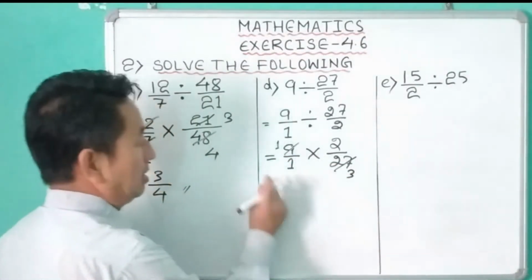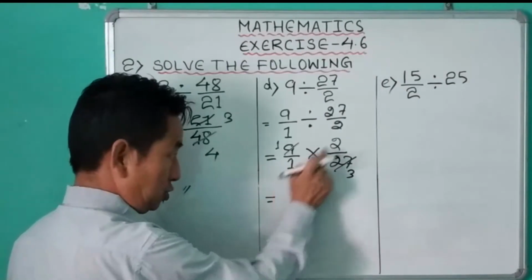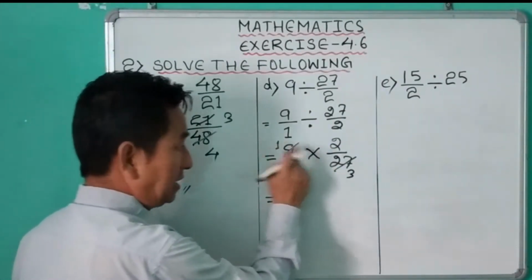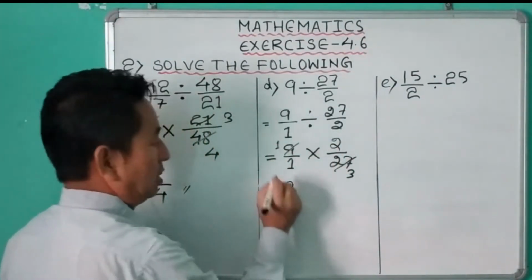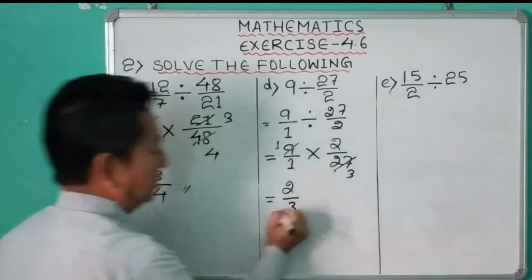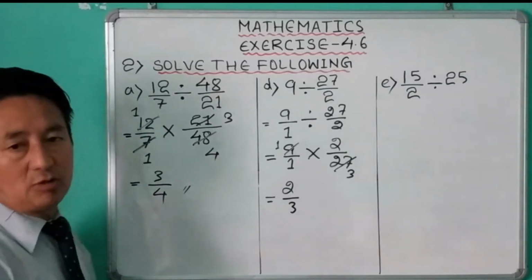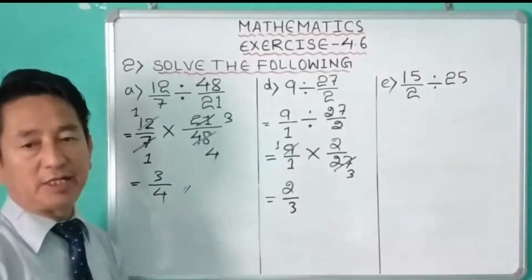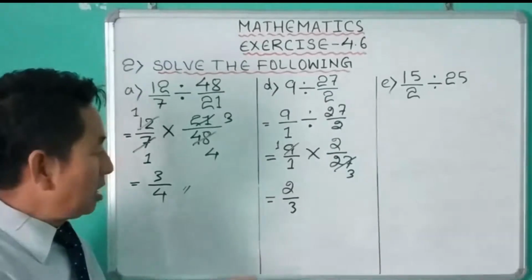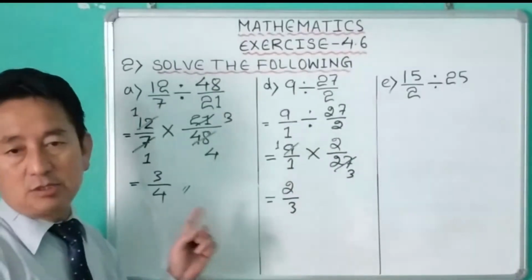Now here 1 over 1 into 2 by 3. 1 into 2, 2. 1 into 3, 3. This is also a proper fraction because the numerator is less than the denominator. So we'll leave this answer as it is.